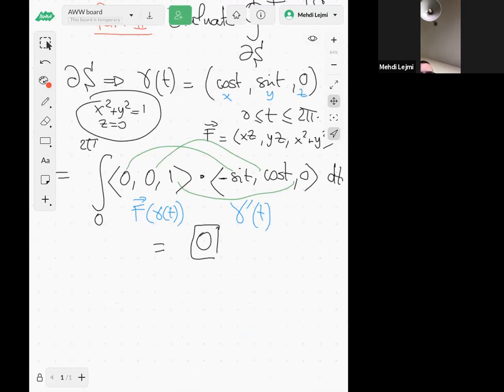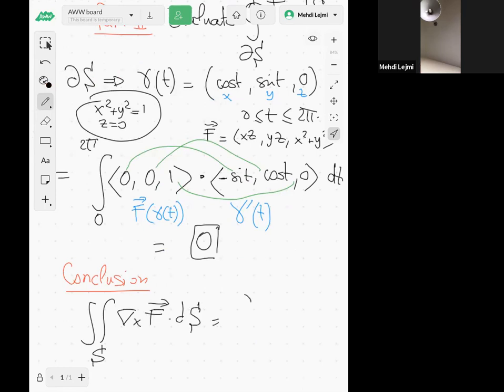Conclusion. I'm just going to write down the conclusion, guys, and then I'm going to stop. Sorry about that. Conclusion: the curl of f along S is equal to the vector line integral of f along the boundary. So both are equal to 0. So Stokes' theorem is verified.